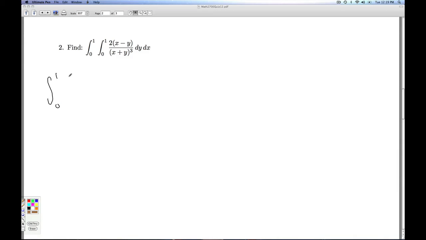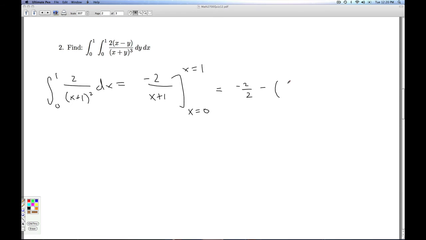So to finish off the problem then, here I am integrating this, and once again it's a Calc 1. So I'm going to get negative 2 over x plus 1, evaluated from x equals 0 to x equals 1, negative 2 over 2 minus negative 2 over 1. So to your surprise and or delight, well, probably not delight, maybe to your horror, I don't get negative 1, I get 1. And you might be wondering, well, what the heck's going on?